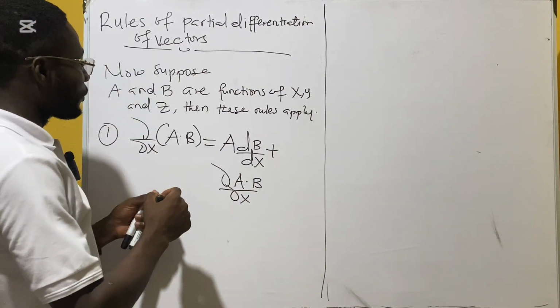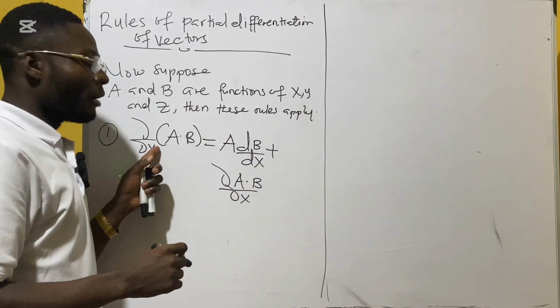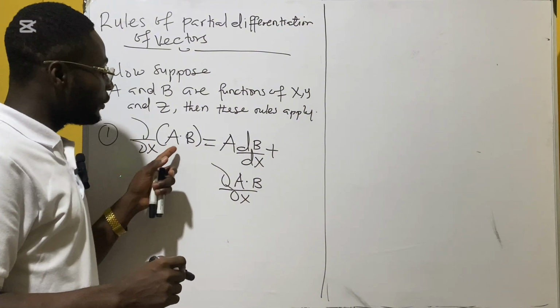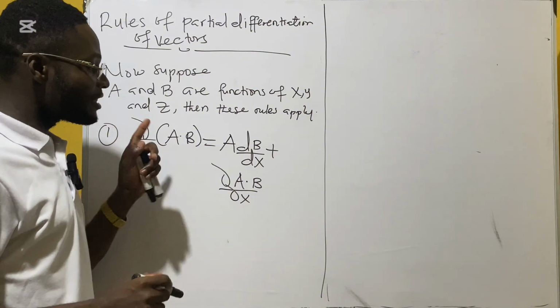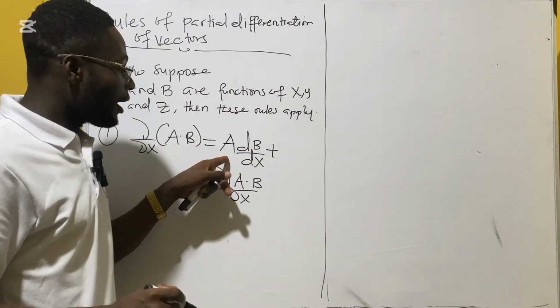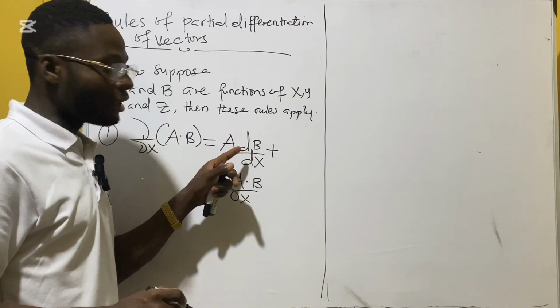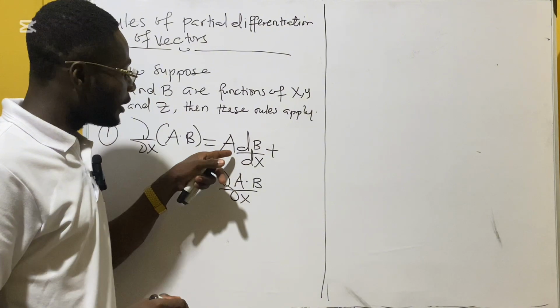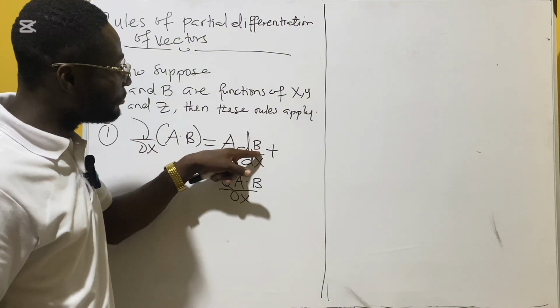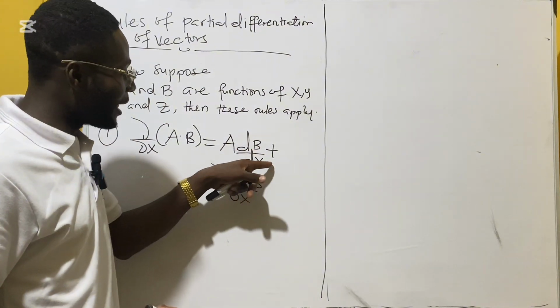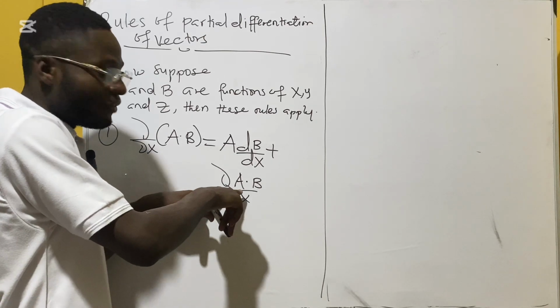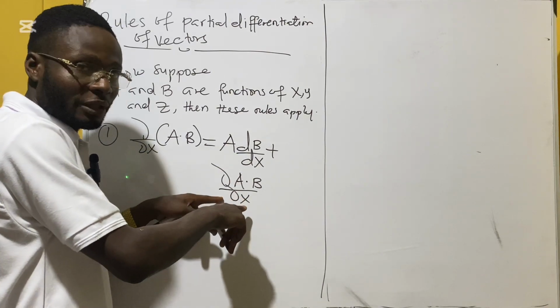So if you have the partial differential of A dot B with respect to x, then it's the same as A times the differential of B with respect to x plus the partial differential of A dot B with respect to x.